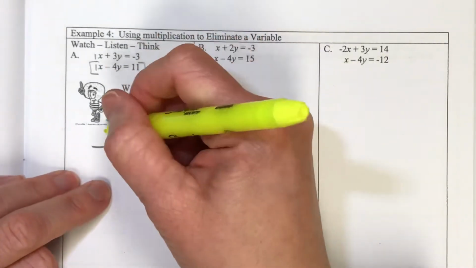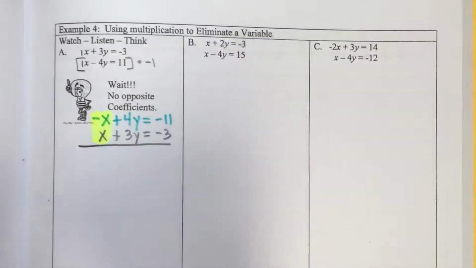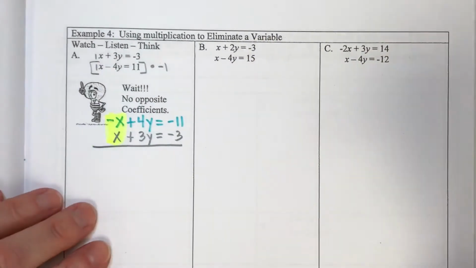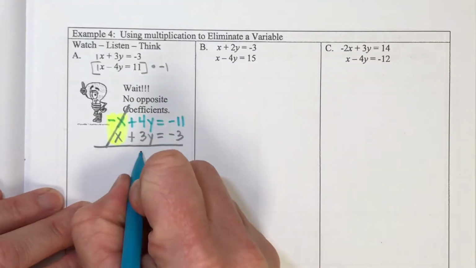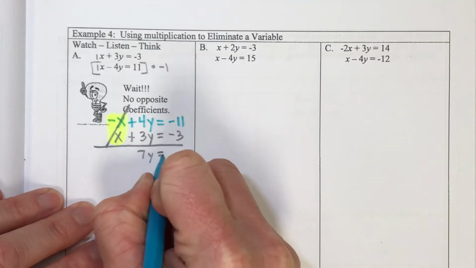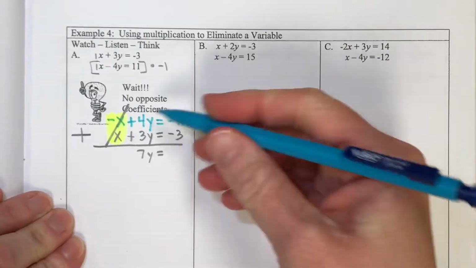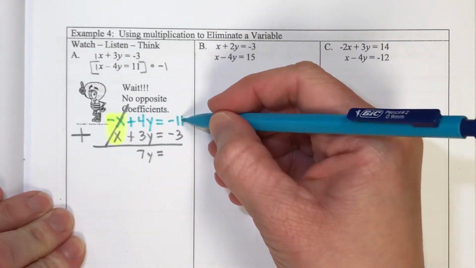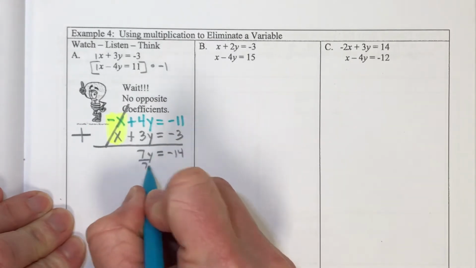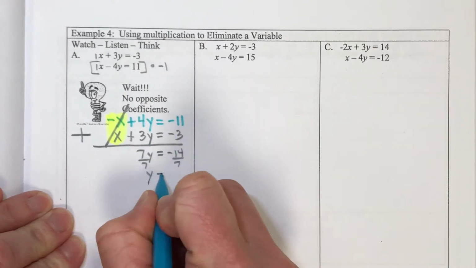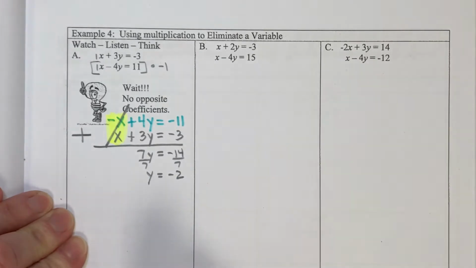So multiplication is just kind of a way to manipulate your function to make it do what you need it to do. So now my x's will do their canceling, so I'm going to cancel those out. And I have 7y's are now equal to, when I add my functions together, so combine like terms here, -11 minus 3 more is -14. And when I divide by 7, I get my solution for the y value is -2.